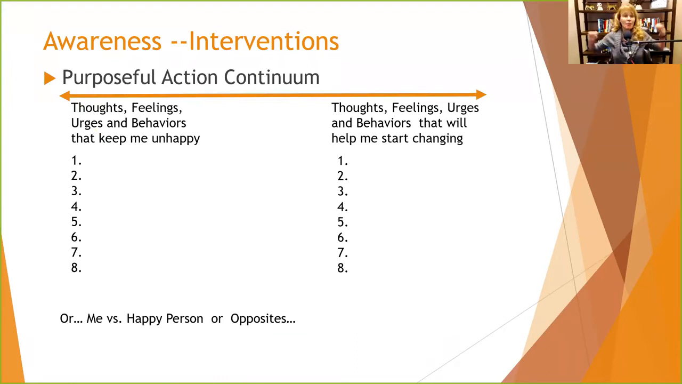So I have my purposeful action continuum, and you can do it in multiple different ways. You can either have thoughts, feelings, urges, and behaviors that are keeping me unhappy, and thoughts, feelings, urges, and behaviors that will help me start changing. Obviously, that's kind of right on point with what we're talking about.